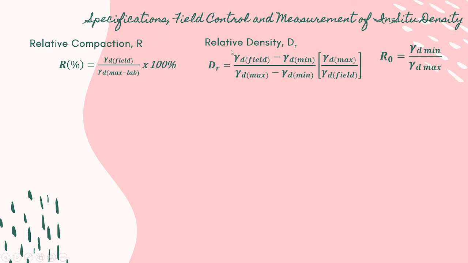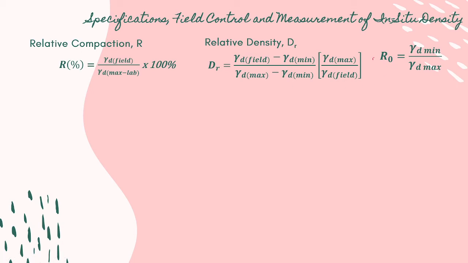So also we have the relative density D sub r, so you can get the relative density D sub r using this equation, and also we can denote the ratio of the minimum dry unit weight to the maximum dry unit weight as R sub O. So let us now establish the relationship between the relative compaction R, the relative density D sub r, and R sub O.